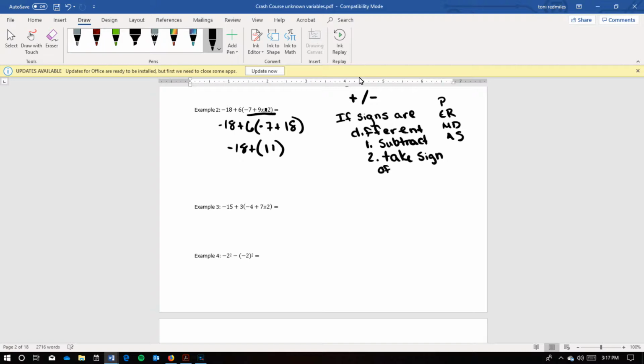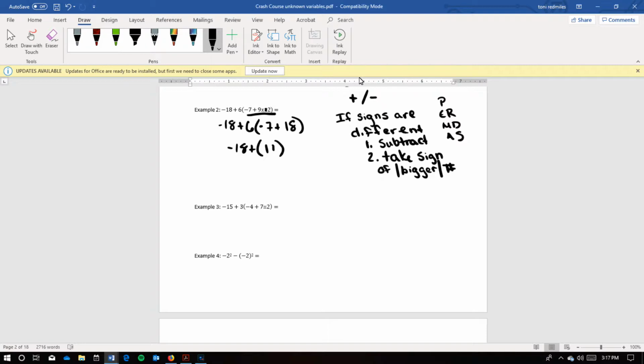So since 18 is positive, my 11 from subtracting the two numbers is going to be positive. Another way you could think of it is like money. If I owe $7, but I have 18 in my pocket, well then I have 11 actually. So take the sign of the bigger number, the number with the bigger absolute value. Those are my rules for different signs.